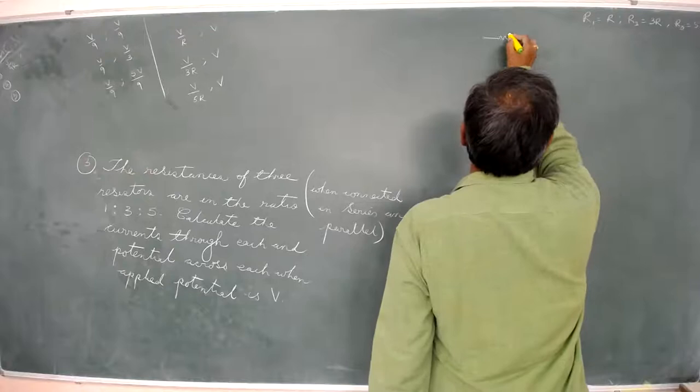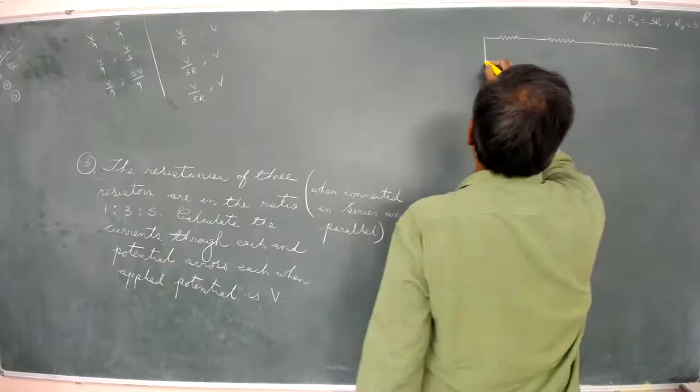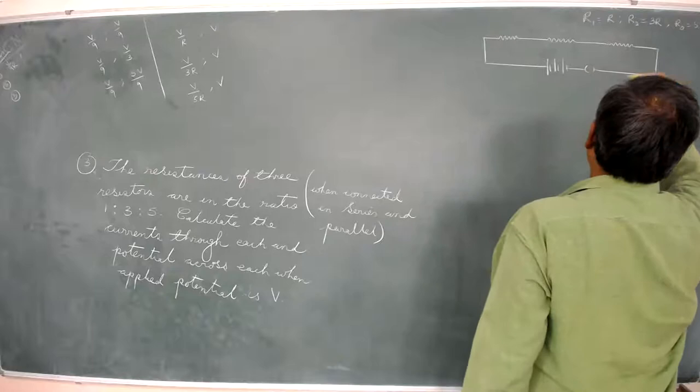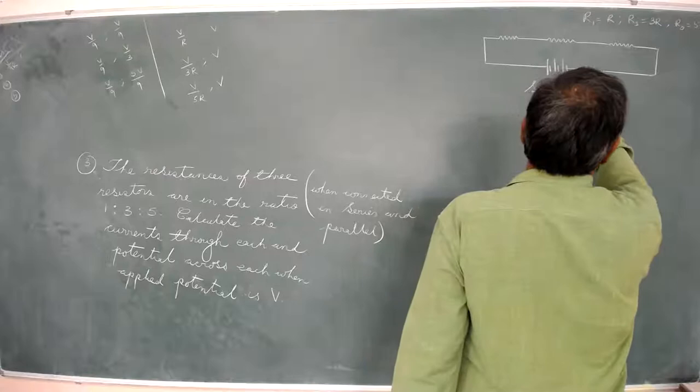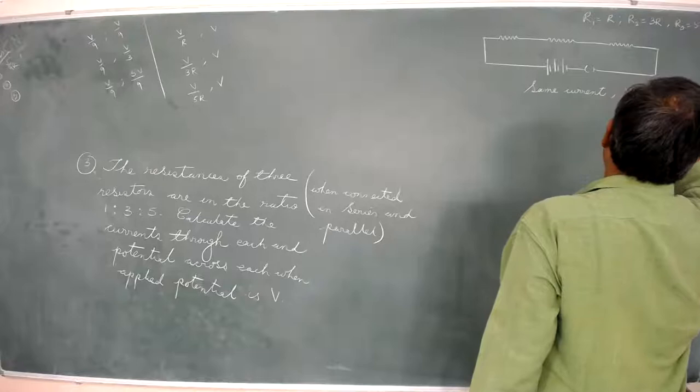So this is the series combination of these three resistors. This is the battery like this. In the series combination, the same current will be there, but potential splits. Potential splits. This is the universal thing that we have to keep in mind always.